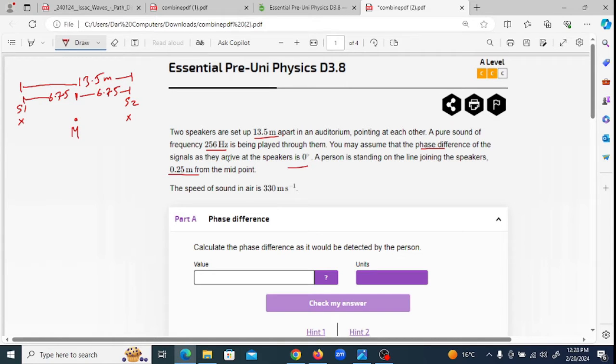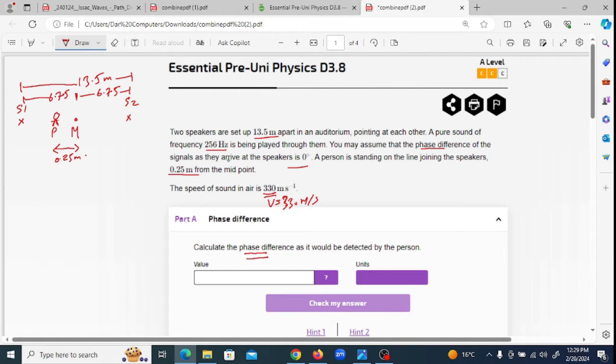Okay, so a person is standing 0.25 meter from the midpoint. So I suppose this person is standing here, this is the person P, and this distance from the midpoint is 0.25 meter. Okay, and the speed of sound is 330 meter per second. Now calculate the phase difference that would be detected by the person. So we have to find the phase difference detected by the person.